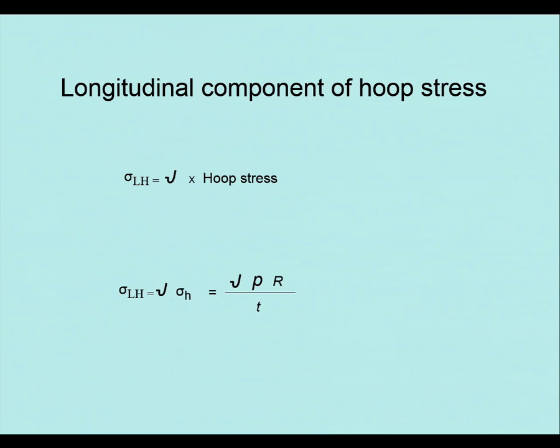What's happening here? It's just transposing. You could have put the hoop stress as PD over 2T, but this one's just used D as R over 2, so it all cancels out. So that's your hoop stress, PD over 2T, times your Poisson's ratio.